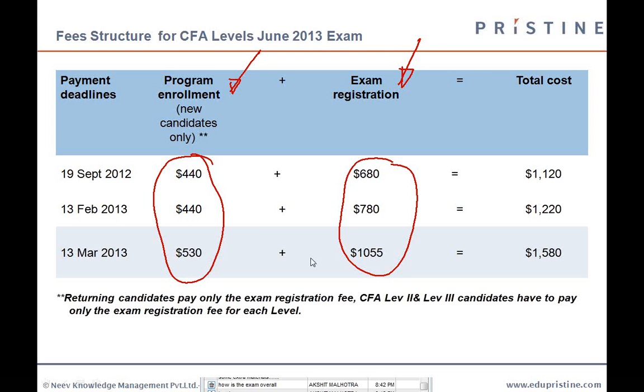But is CFA better than MBA? Again, that really depends on what kind of job profile you are looking at. If you're looking for a financial asset management job profile, then any day CFA trumps MBA, even if you've done MBA in finance. Whereas, as I said, if you want general management with a bit of finance, then probably MBA is better. So it really depends on how you want your career to shape up.